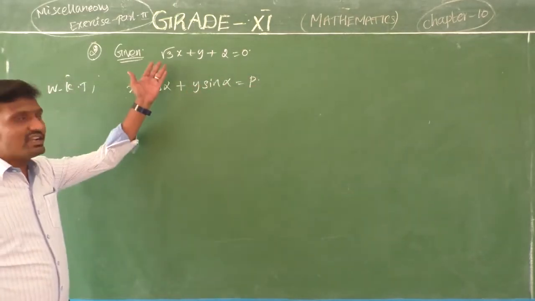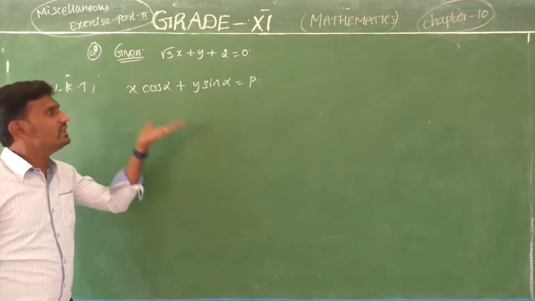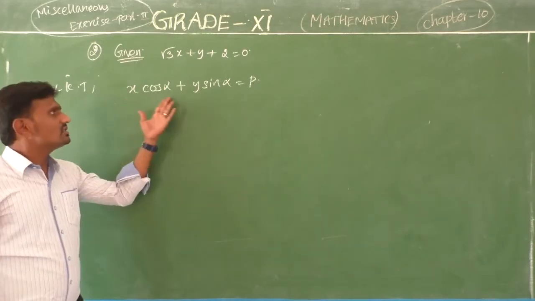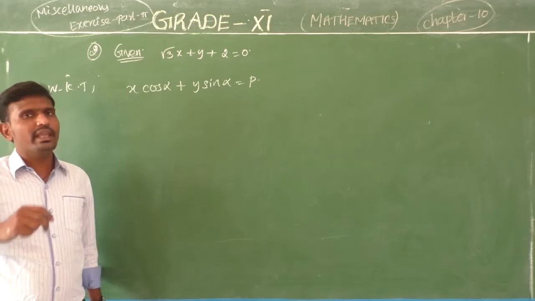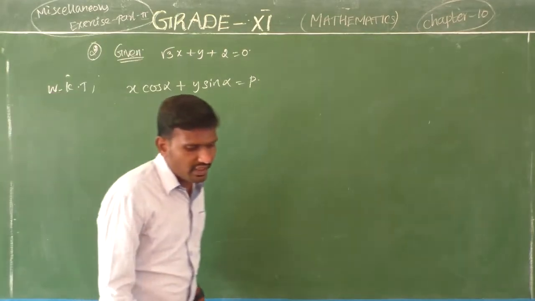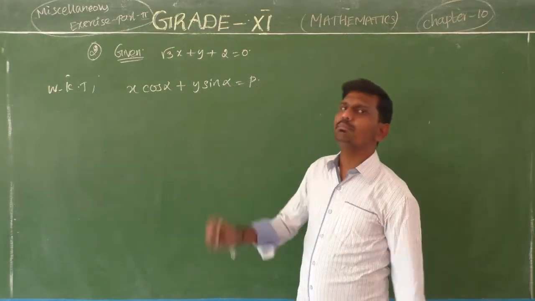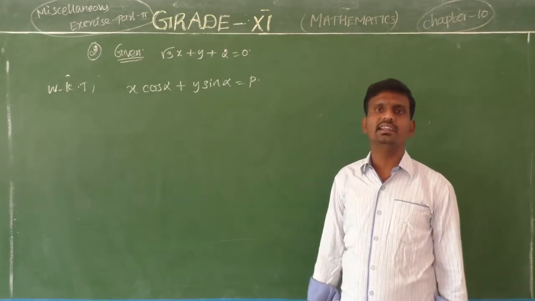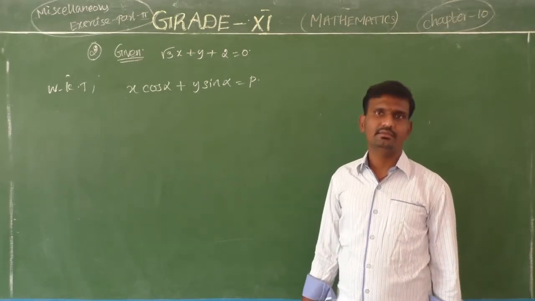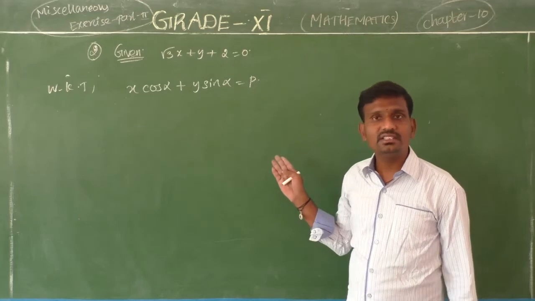So for the given straight line, we want to convert it as per x cos alpha plus y sin alpha equal to p, and then find the values of theta as well as p. The angle and the distance p we need to find. Have you got it, children? That is the given question.